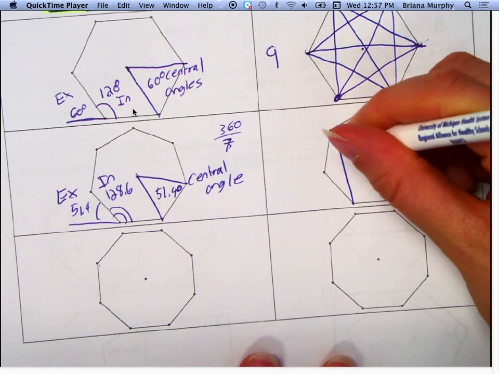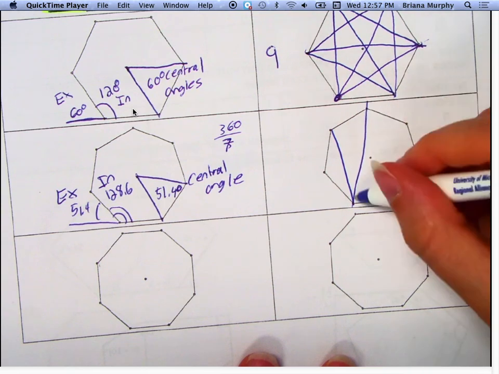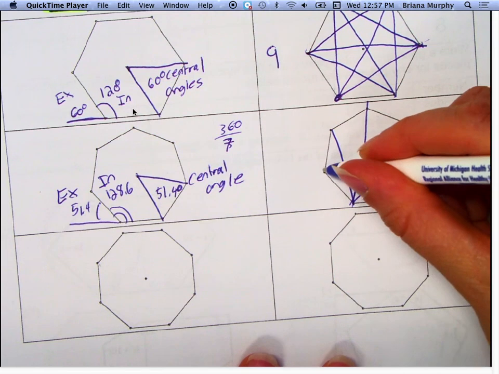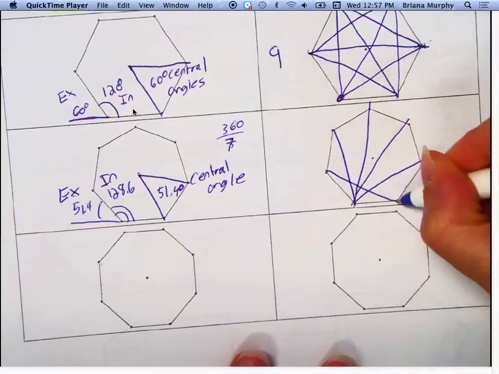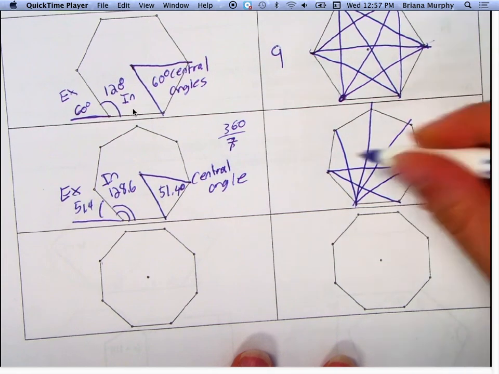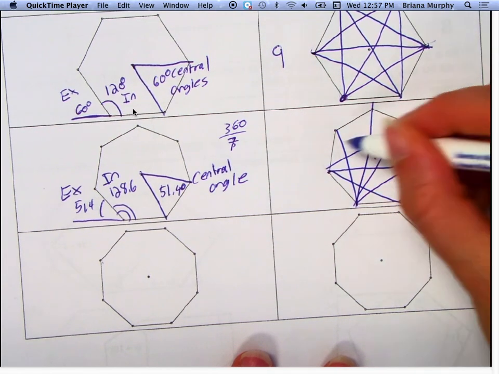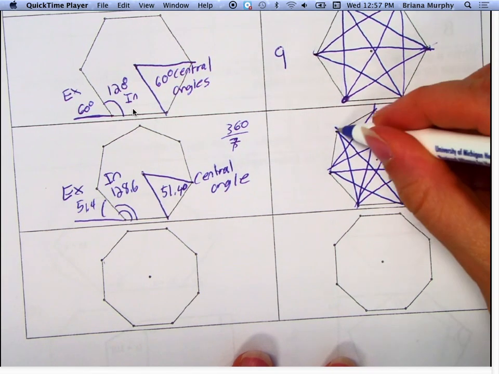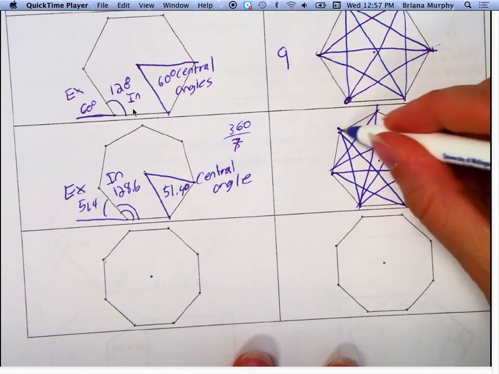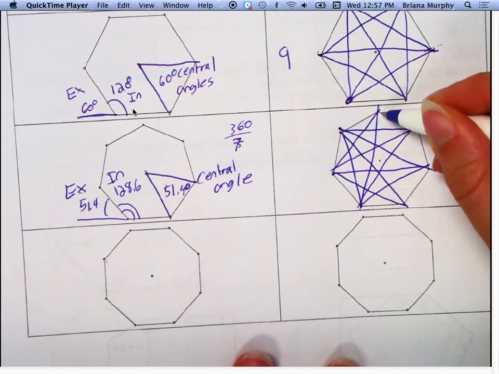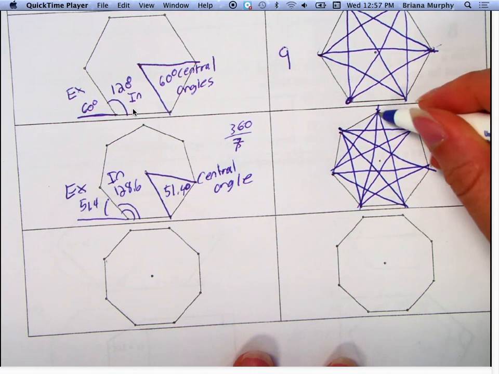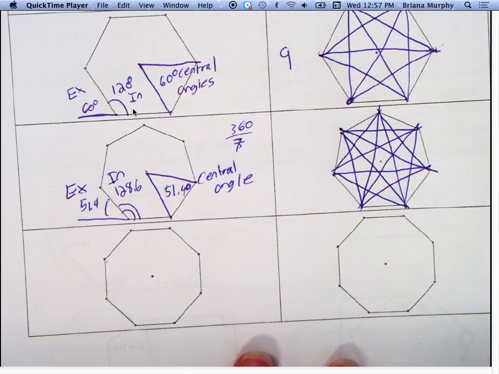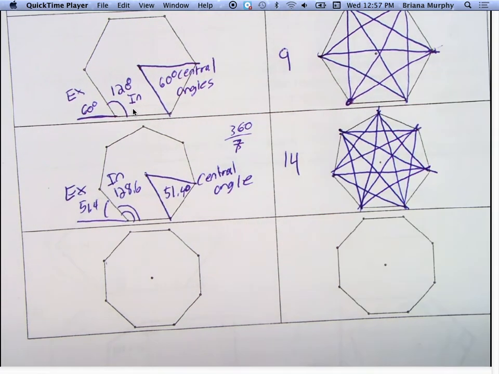Here we go. 1, 2, 3, 4. Now I'm moving to the next one. 5, 6, 7, 8, 9, 10, 11, 12, 13, 14. So like that. Yeah, so like that.